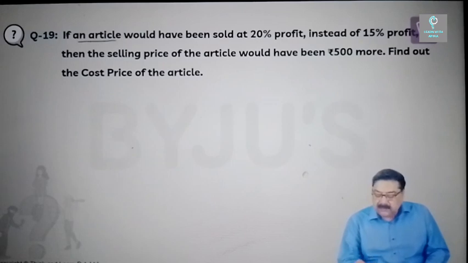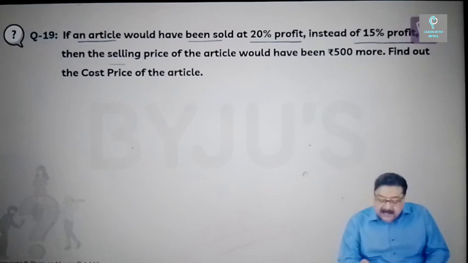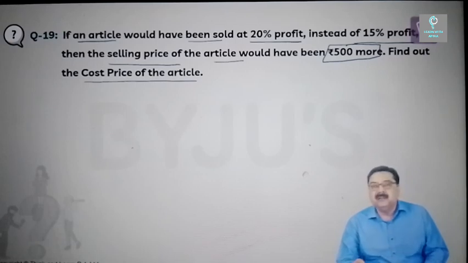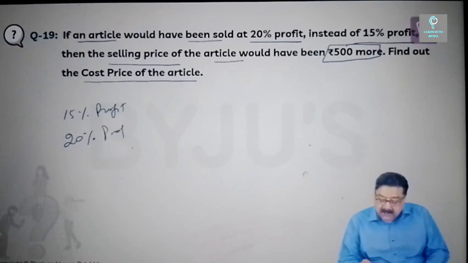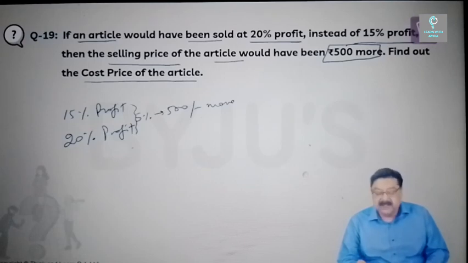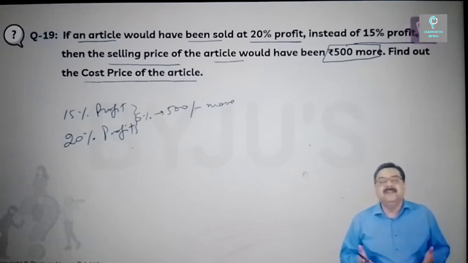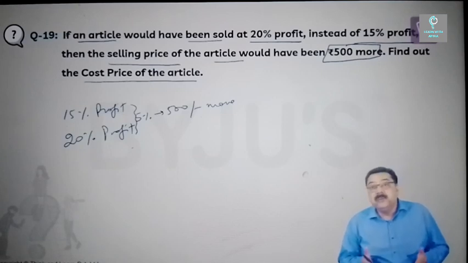Now if an article would have been sold at 20% profit instead of 15% profit, then the selling price of the article would have been rupees 500 more. Find out the cost price of the article. This is one of the easiest questions. Try and understand that initially 15% profit is made on selling the item. But if at all it would have been sold at 20% profit, then you would have earned 500 rupees more. Now how much is difference here is 5%. Now this 5% difference of the profit must be equal to rupees 500.